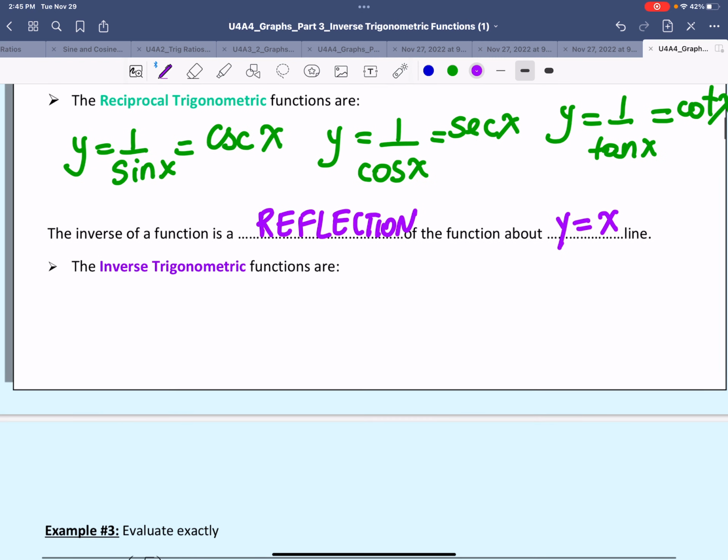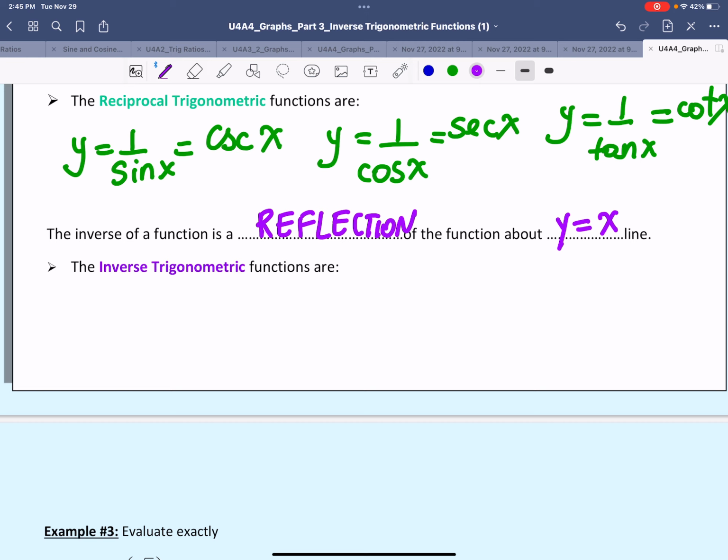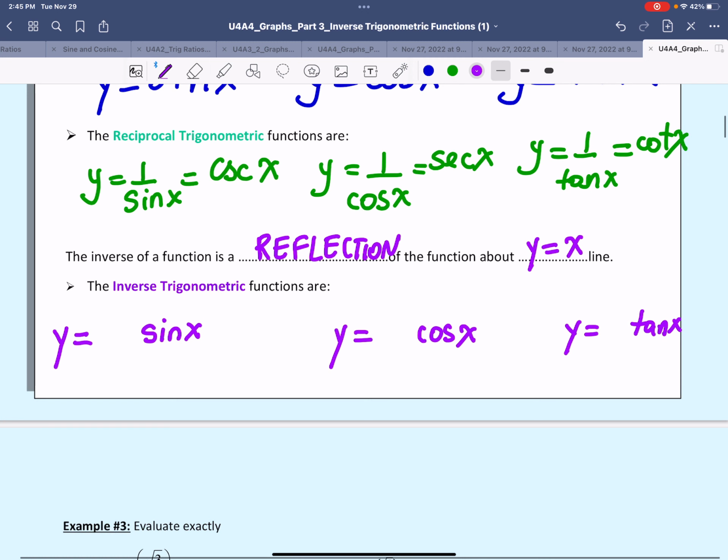So what are the inverse functions? We're going to start off by naming them. So we are going to inverse the sine function. So I'm going to write sine of x. We're going to inverse the cosine function, and we will inverse the tan function. It is very easy to name the inverses. All we have to do is add arc in front of each trig function. So the way we read them is arc sine, arc cos, and arc tan.